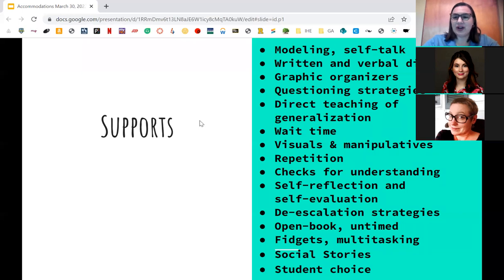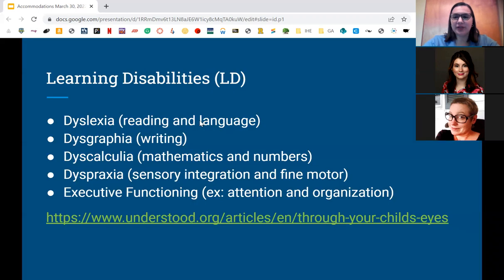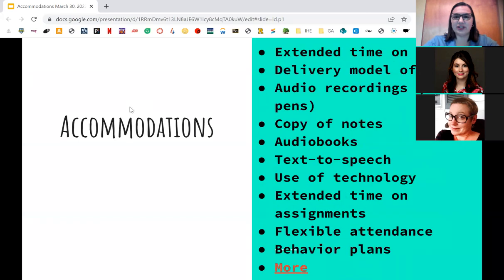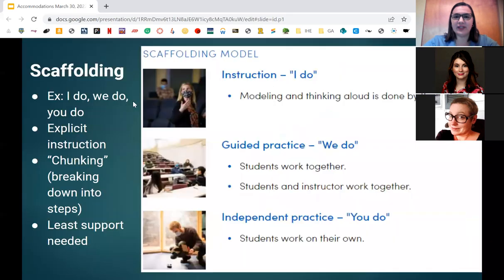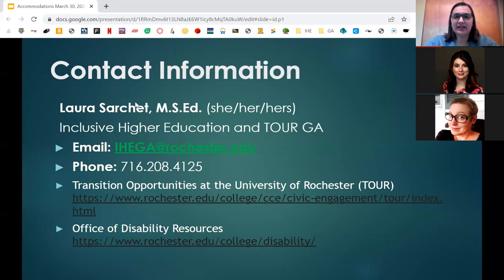So we will save talking about supports and accommodations for 2 weeks from now, because I want to make sure we have time for questions. I will just briefly go to the slide at the end so you can see my contact information, and I'll drop the slides into the chat and I will also send them out with the recording.